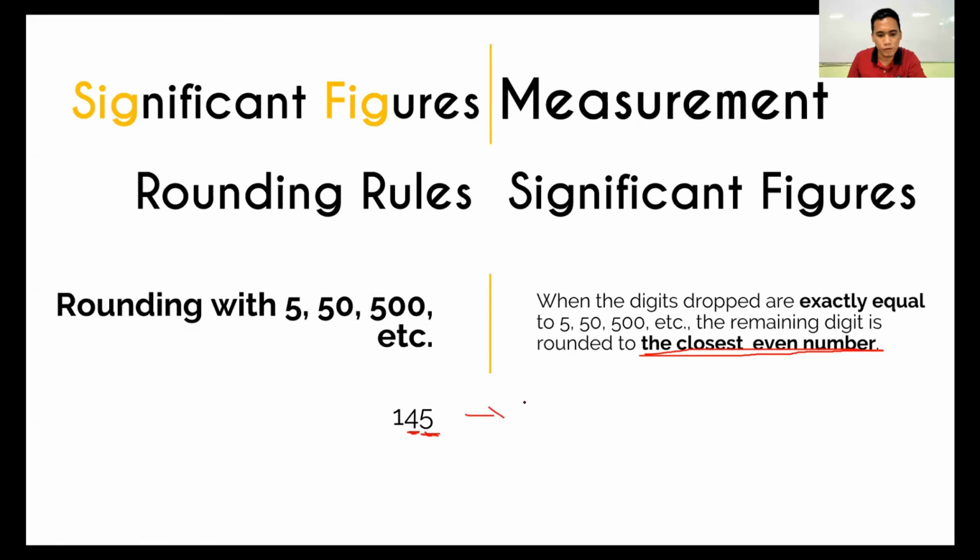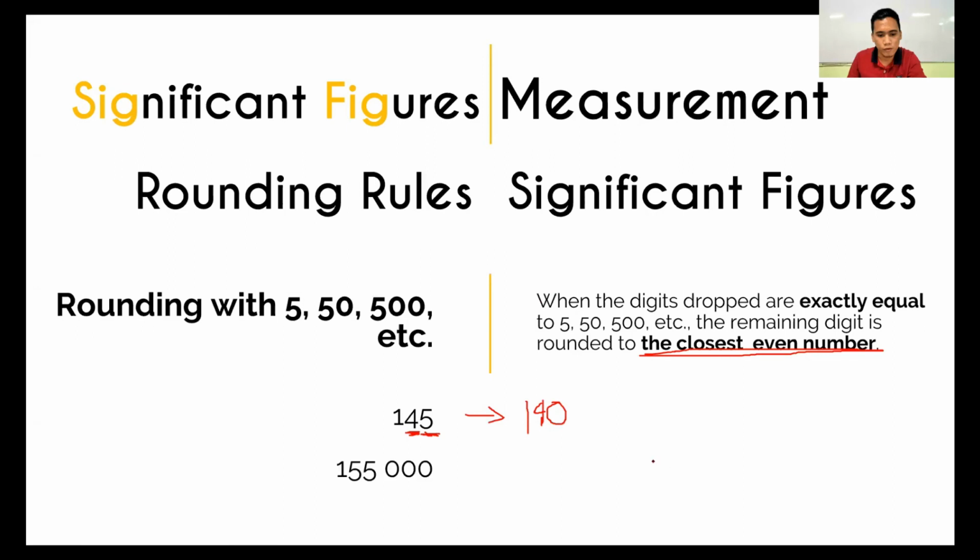So we have 140. Sir, why 140? As I have said, if it is exactly 5, then you round to its closest even number. So in this case, 145 rounded to its nearest tens is equal to 140.